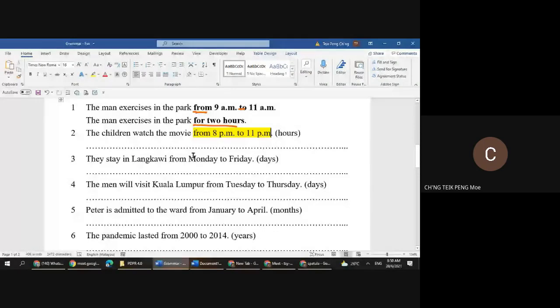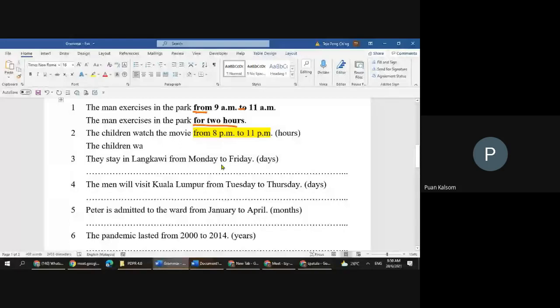Okay, so what is your answer? Do you have any answer here? 3 hours. So what is your answer? The children watch the movie for 3 hours. Yes, for 3 hours. Selama 3 jam. So this is how we talk about time in English.